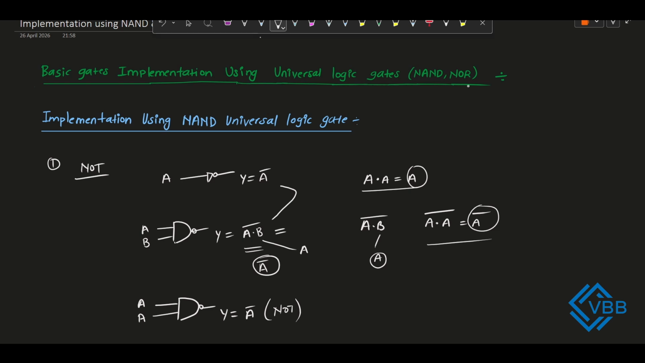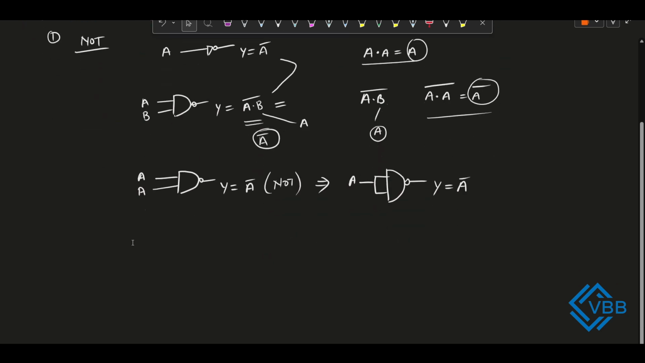If we rewrite this representation, then we can also take one common input and connect this common input to both legs of the NAND input, and we will get the output as a NOT gate. So we have successfully implemented the NOT gate using NAND gate. Now let's see the next gate implementation using NAND gate.